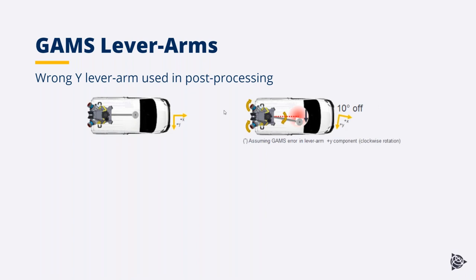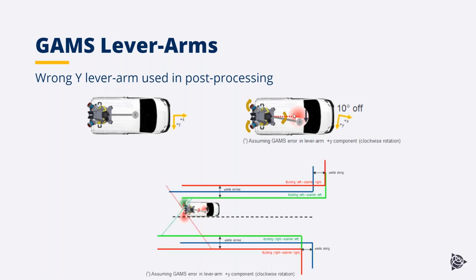So we have here on the left side a correct lever arm, but on the right side we have wrong Y lever arm, which gives us information so that actually the system would be clockwise rotated from the top view. So it's actually giving us wrong information if the Y lever arm is so different that it gets rotated like this. In this case, you might see this kind of effect in the data.